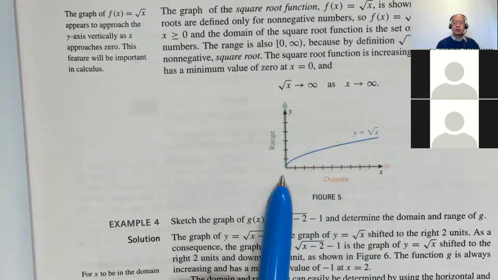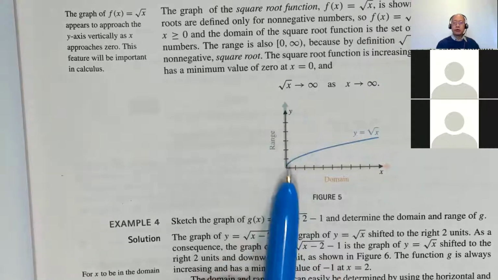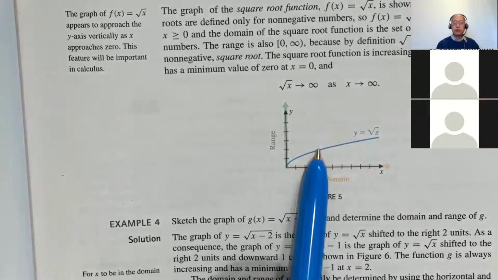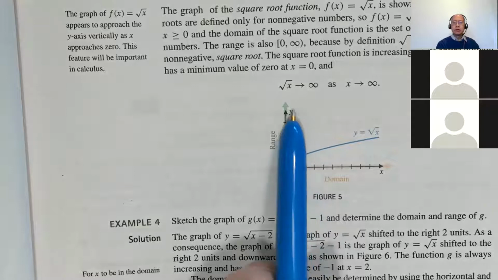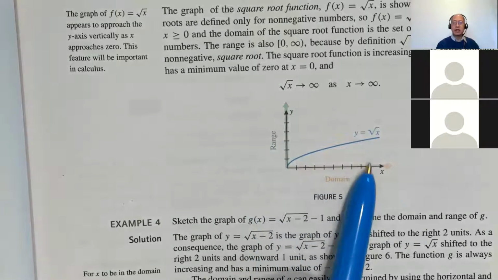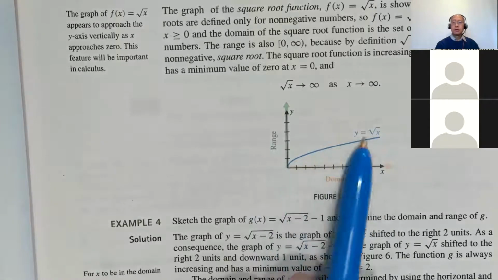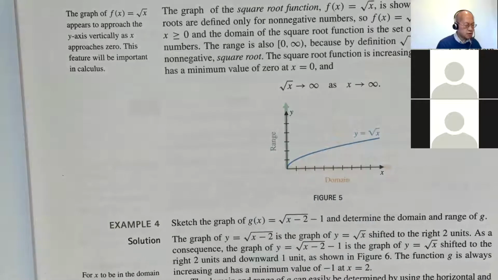Square root of 0 is 0. Square root of 1 is 1. Square root of 4 is 2. Square root of 9 is 3. So it curves like so. Y equals square root of x.